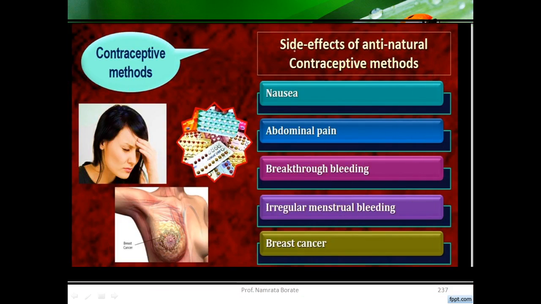There are some side effects of these contraceptive methods. The first ones are nausea, abdominal pain, breakthrough bleeding, irregular menstrual bleeding, and the last one is breast cancer.